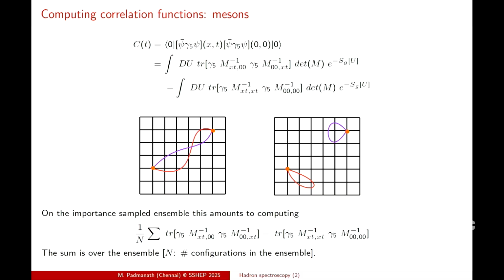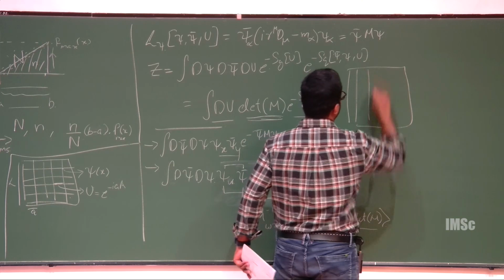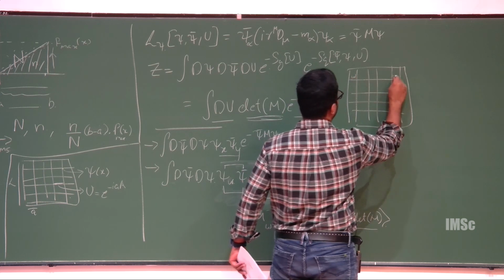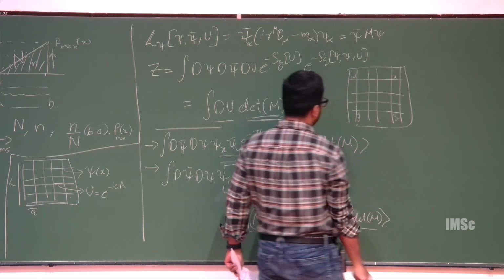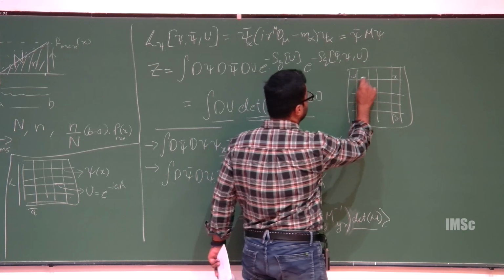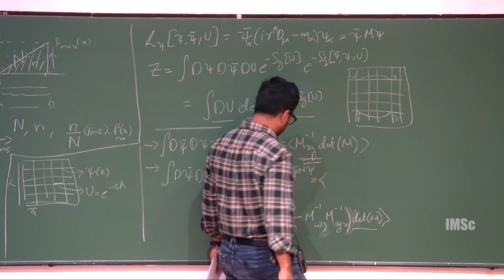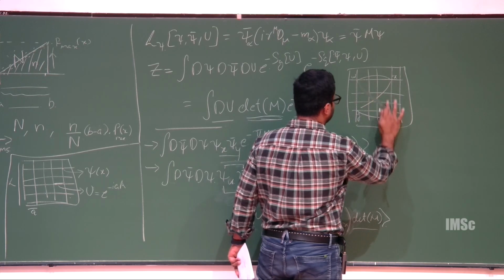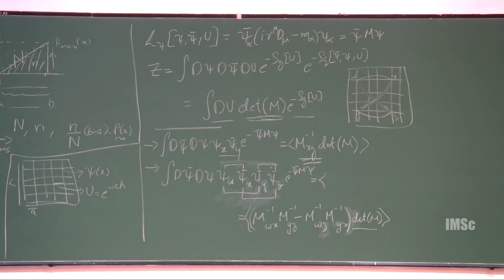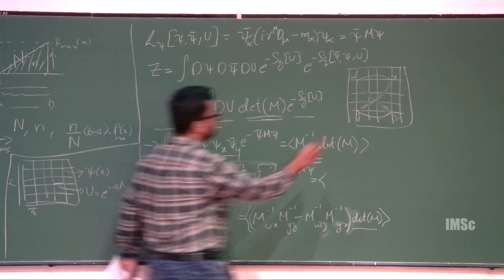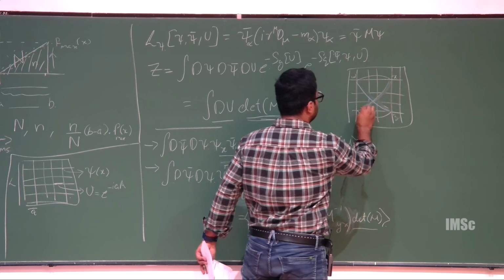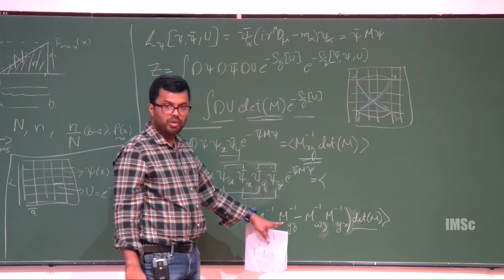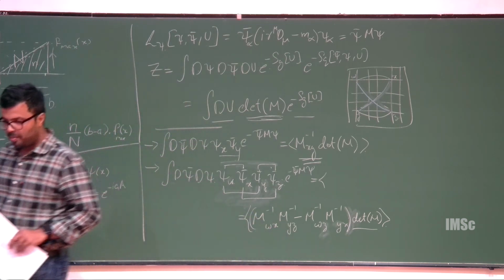So this is equivalent to saying that if I have a lattice like this, if I call these W, X, Y, and Z, the first diagram basically connects like this, and the second diagram basically connects like this. And this crossing introduces a negative sign here. All right. So this is the way you calculate correlation functions for mesons in the theory.